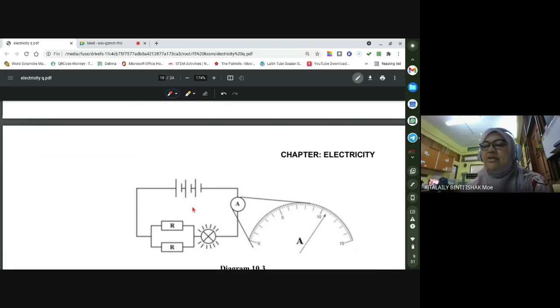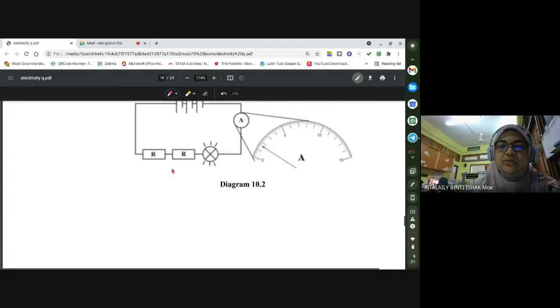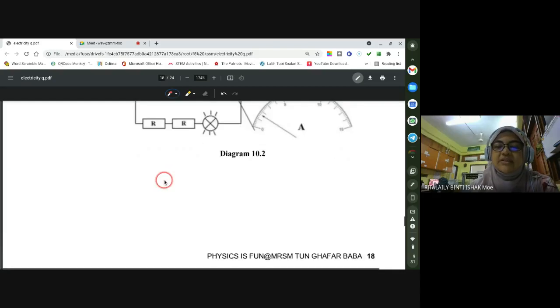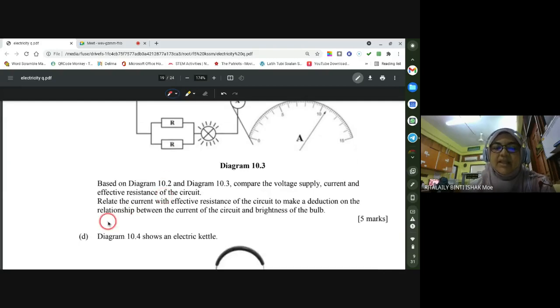Okay, the arrangement of the resistors. So in 10.3 the arrangement is in parallel, whereas in 10.2 the arrangement is in series. For series arrangement, the effective resistance is we add up both resistances, whereas for parallel arrangement it will be 1 over R. Okay, and then for the fourth point, relate current and effective resistance.